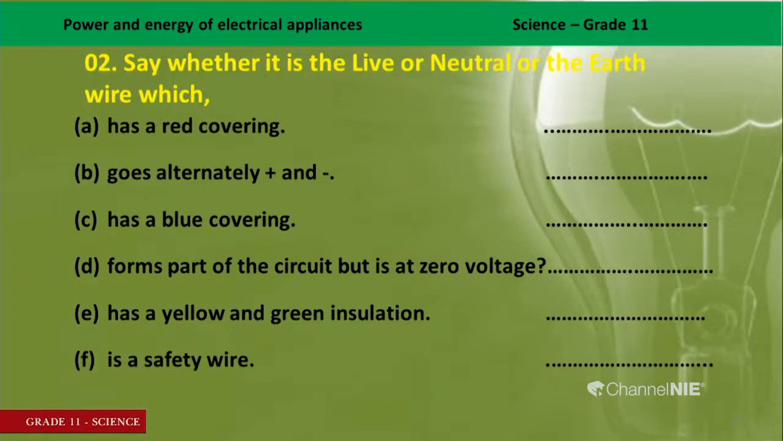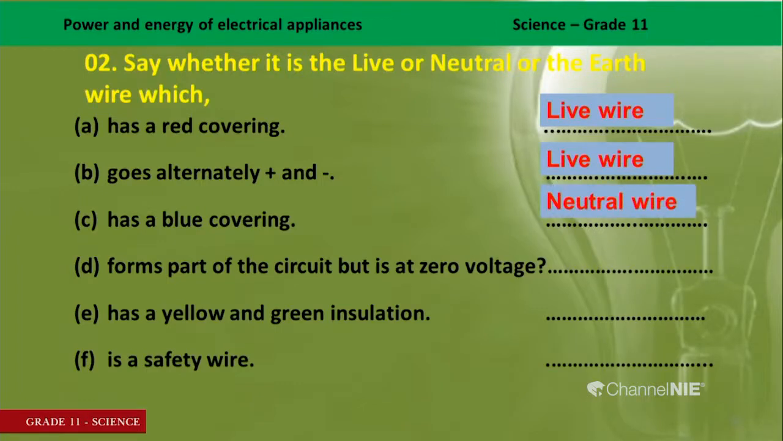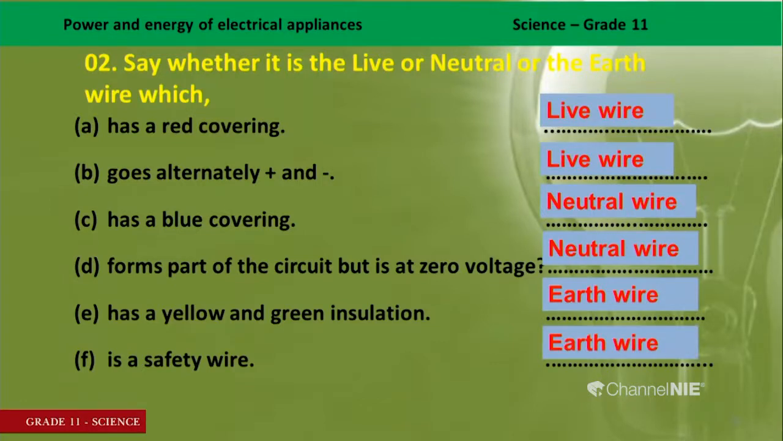First one has a red covering, you know, is the live wire, goes alternately plus and minus, again the live wire, has a blue covering. What's the wire? That's the neutral wire. Forms part of the circuit but is at 0 voltage, neutral wire, has a yellow and green insulation, earth wire, safety wire. Out of these 3 wires which was the safety wire? The earth wire. Yeah. Let us go to the next one now.